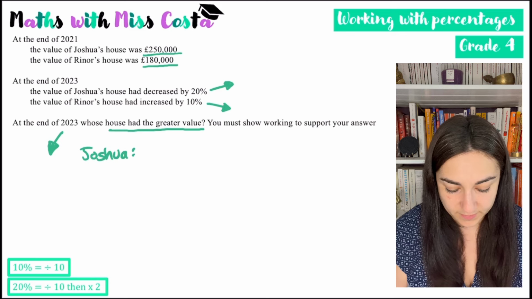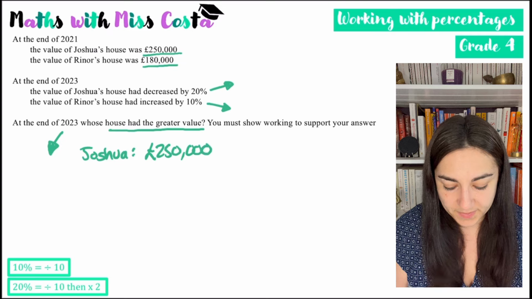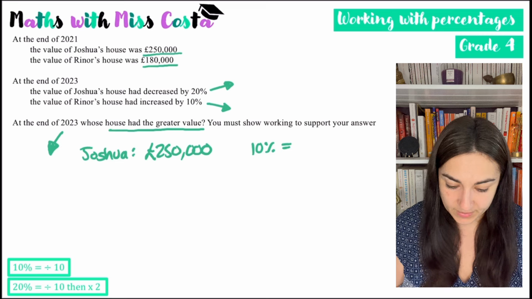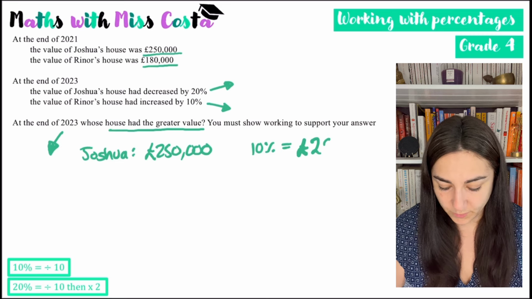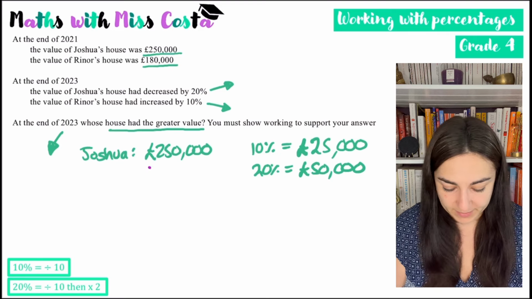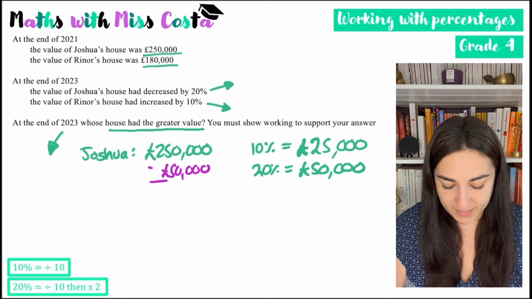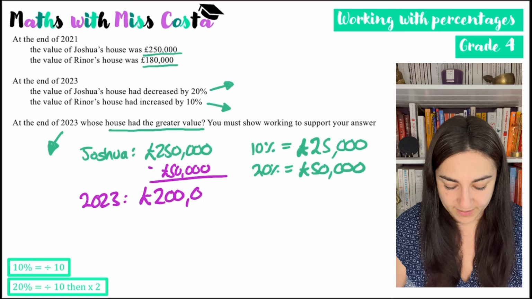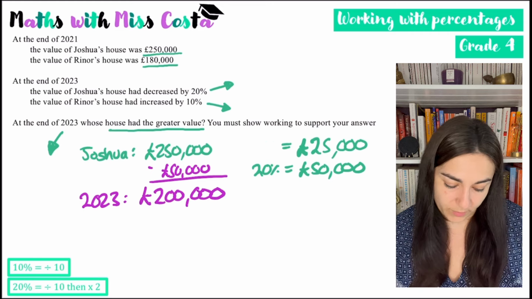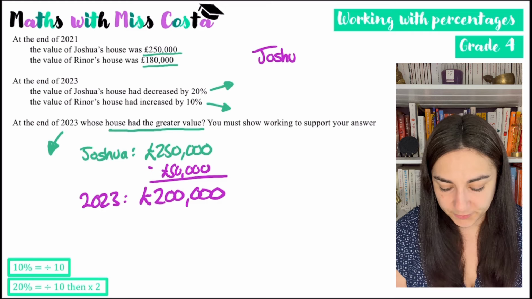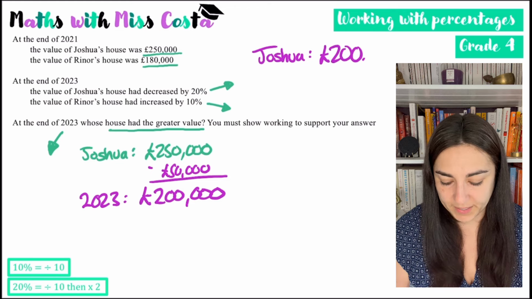It was worth £250,000, but then it fell by 20%. So what is 10%? I just divide by 10. So 10% is going to give me £25,000, and therefore 20% is double 10, so that's £50,000. So his house fell by 20%. So if I subtract £50,000, I know that at the end of 2023, his house is worth £200,000. Now let's compare it with Rinwar's house. So let's just leave his working. So Joshua, his house is now worth £200,000.